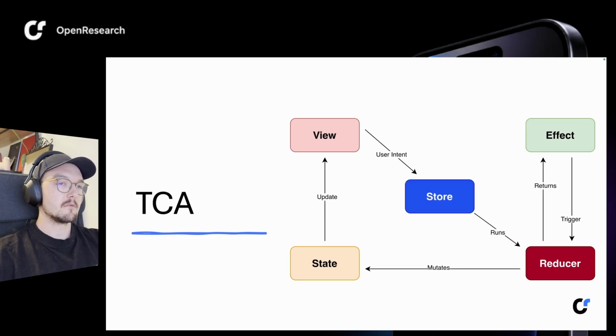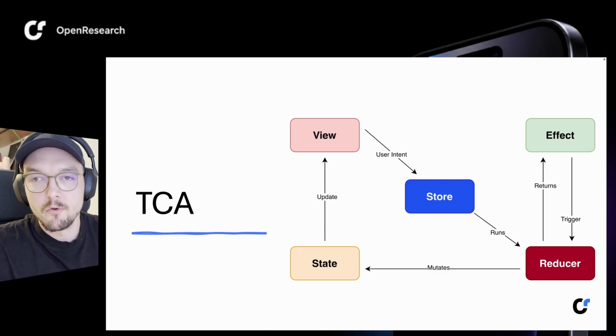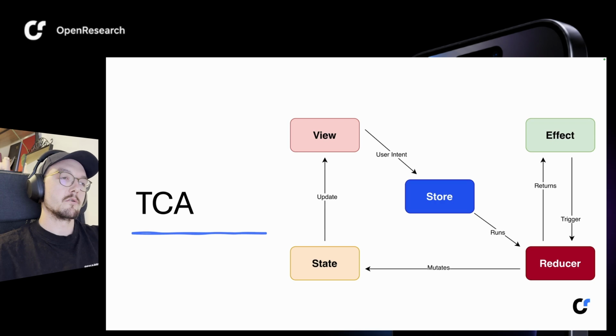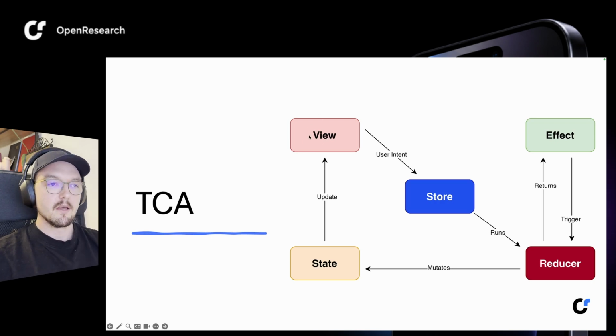And now let's have a brief look or an overview at what TCA looks like and what the building blocks are. So of course you still have your view, and the view itself contains a store. And inside of the store you have the other main components of TCA, which would be the state, of course, then a reducer and an effect.